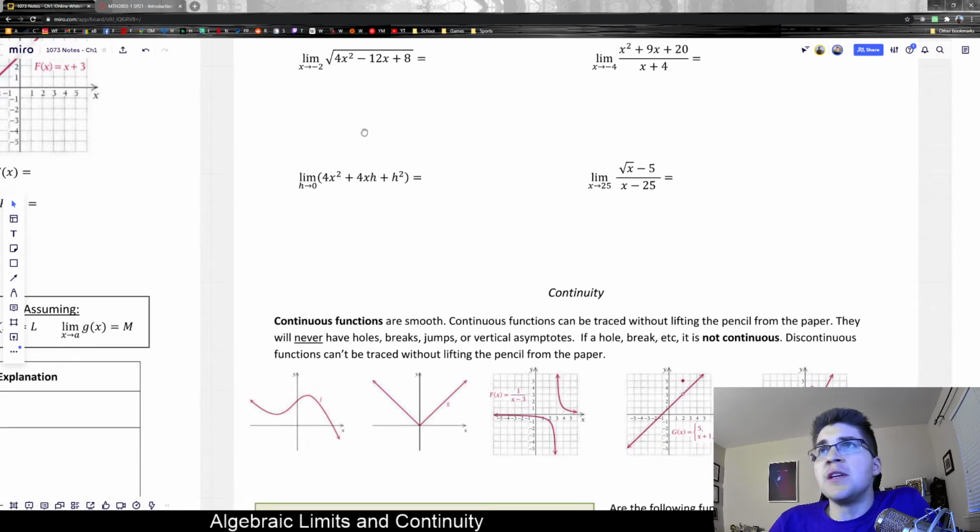So one of the examples we didn't have time for: the limit as h approaches 0 of 4x squared plus 4xh plus h squared. This one is actually quite relevant for the next couple sections, so I think it's worth not skipping.